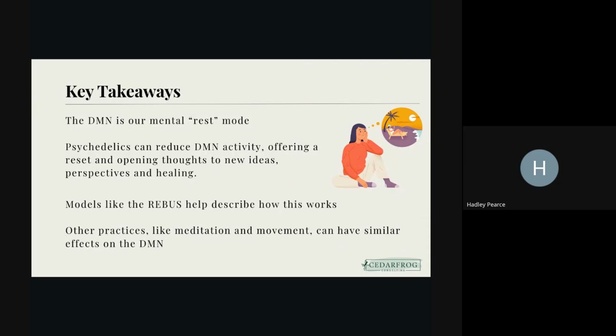The REBUS model in particular helps show us how this works, along with the other models. The state of increased openness and activity allows the brain to be more receptive to new experiences. It may be the key to long-lasting psychological change. Meditation and movement also support the default mode network changes. And the default mode network reminds us that the brain is never totally resting, but may be one of the most promising paths towards emotional healing and self-understanding.